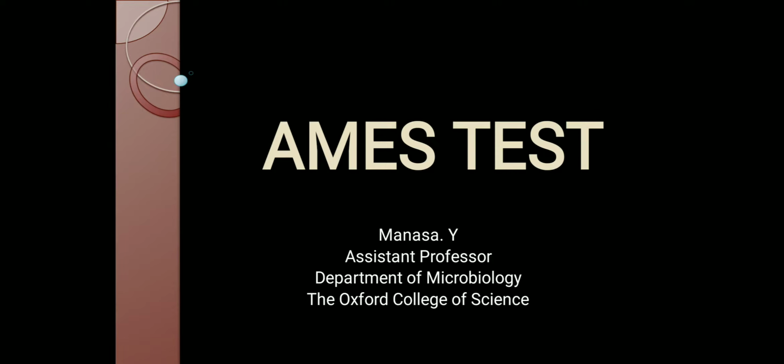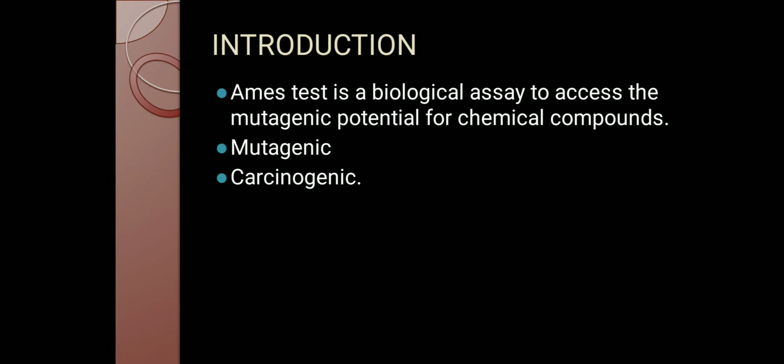Hello everyone. In today's video, let us learn about Ames test. Ames test is a biological test which is performed to see whether a given chemical compound is mutagenic in nature or not. What is mutagenic then? Any chemical compound which will alter the gene or which causes change in the gene. Such chemical compounds are mutagenic in nature, or they are also called as mutagens.